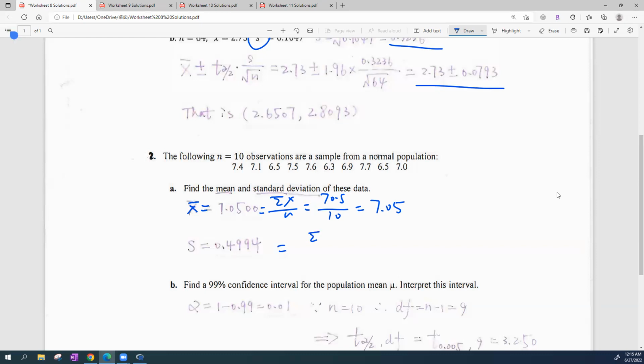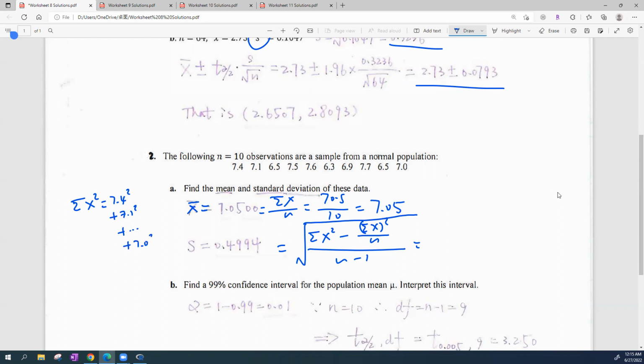The sum of x squared minus the sum of x, whole thing squared over n, and over n minus 1. That's the variance, and then we take the square root of that. We first calculate the sum of x squared. That's 7.4 squared plus 7.1 squared plus up to 7.0 squared. So the sum of x squared is 499.27.